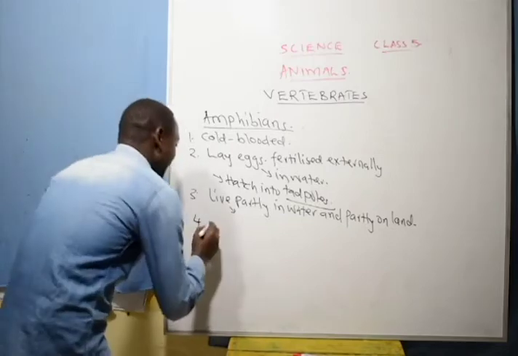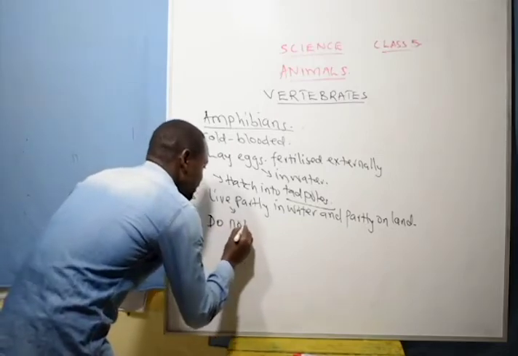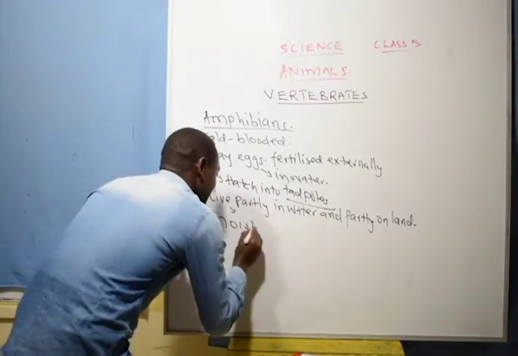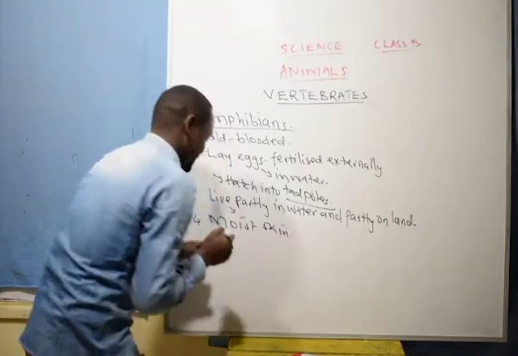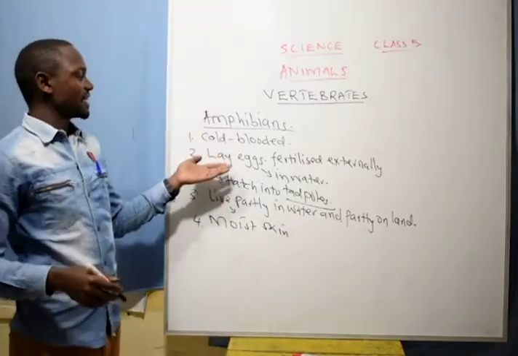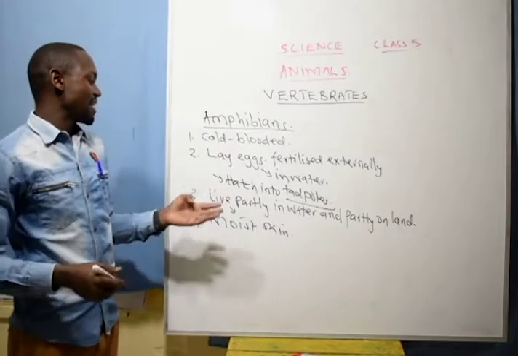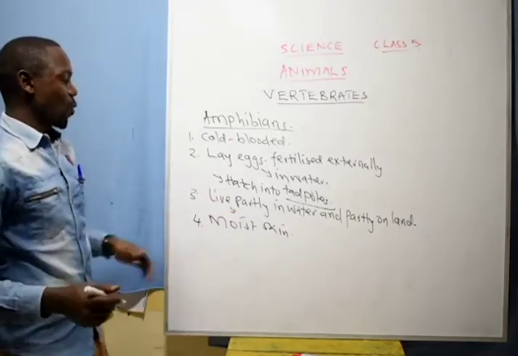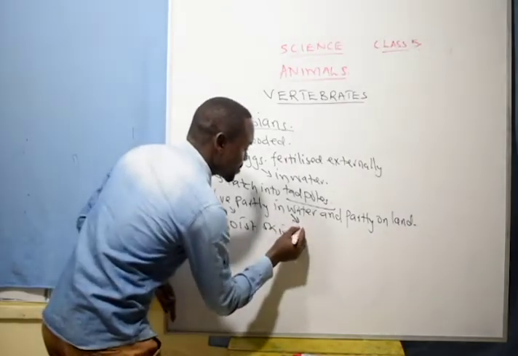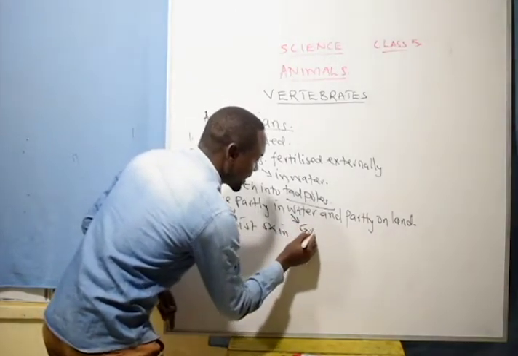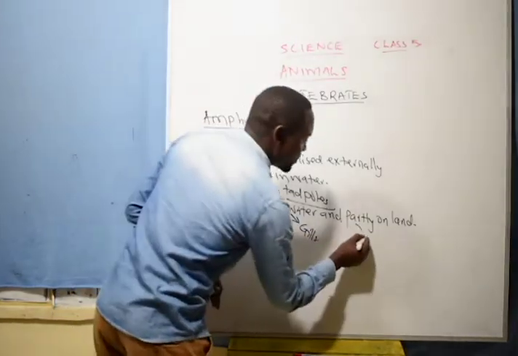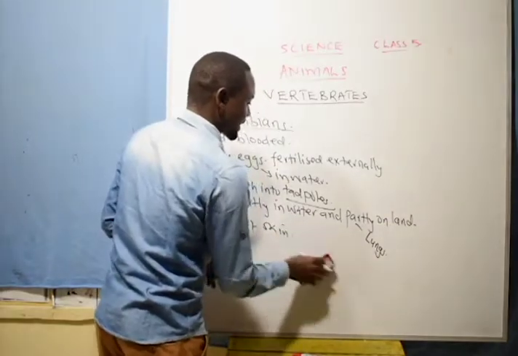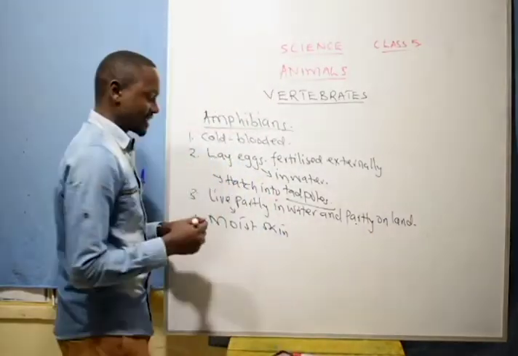Their bodies do not have scales. They have a moist skin. Amphibians have a moist skin. They lay eggs in water. They are cold-blooded. They live partly in water and partly on land. When they live in water, they breathe through gills. But when they live on land, they breathe through lungs. So those are the characteristics of amphibians.